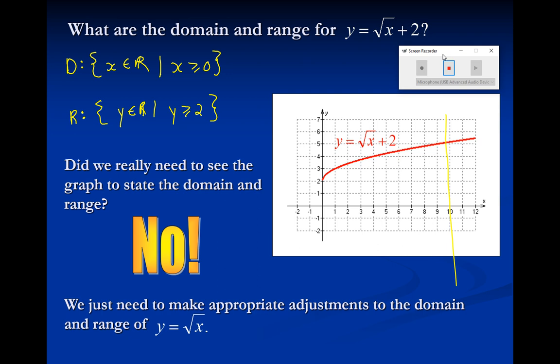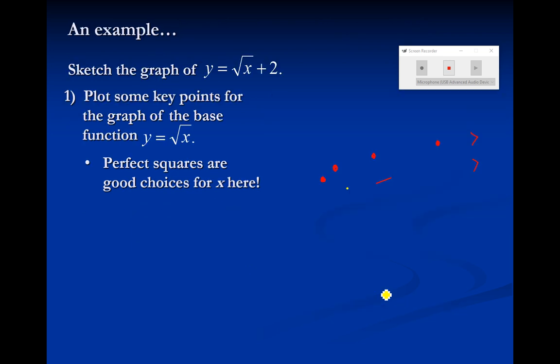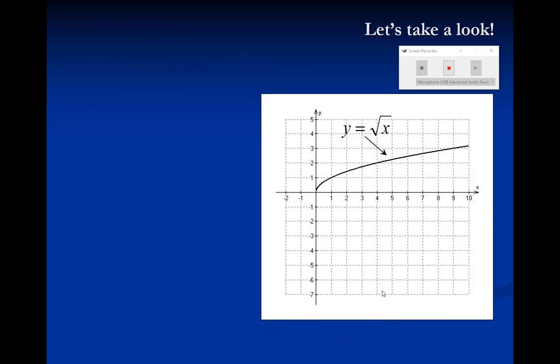for y equals root x. The domain was x element of reals such that x is greater than or equal to 0. The range was y element of reals such that y is greater than or equal to 0. Do you know what I mean? If I go back to y equals root x, there it is right there. Its domain was x greater than or equal to 0, y greater than or equal to 0. So I could use that domain and range instead of the graph.